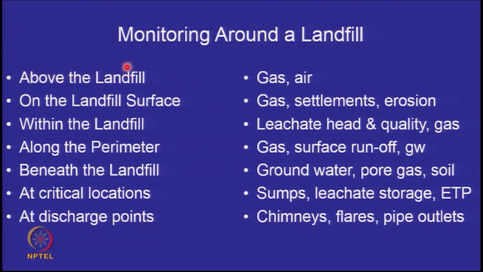Above the landfill, you will monitor for gaseous emissions from the landfill, mainly methane in municipal solid waste landfills and volatile organics in hazardous waste landfills, but you'll also monitor the air. There are lots of issues about dust pollution. There's a lot of issue about fires and smoke, so air quality is important. That's above the landfill. On the landfill surface, again, you'll monitor methane emissions.